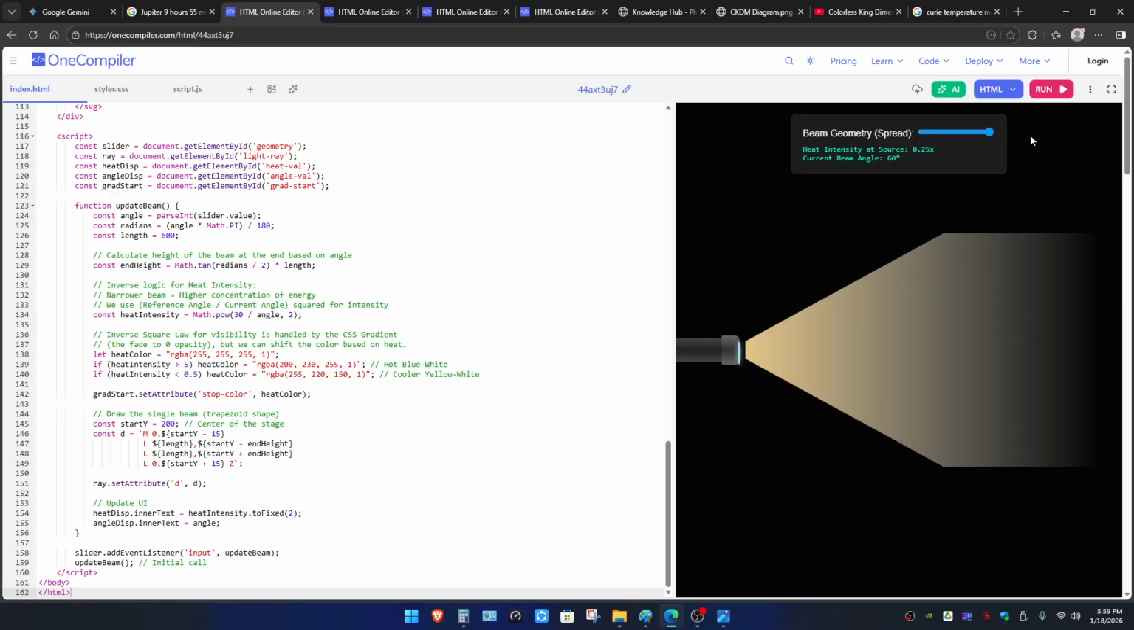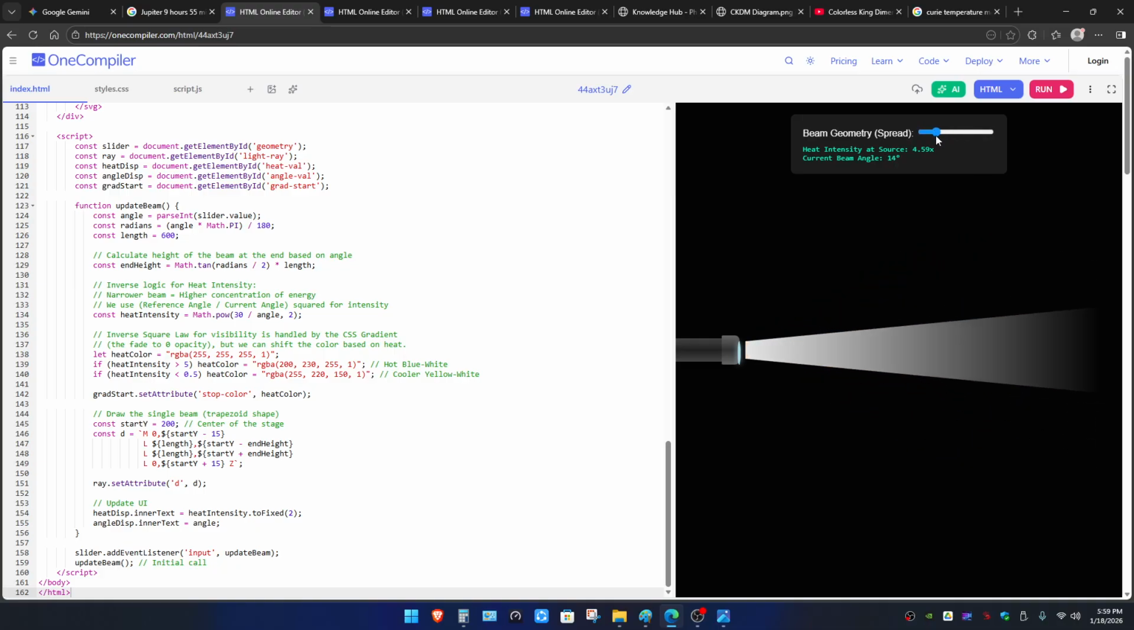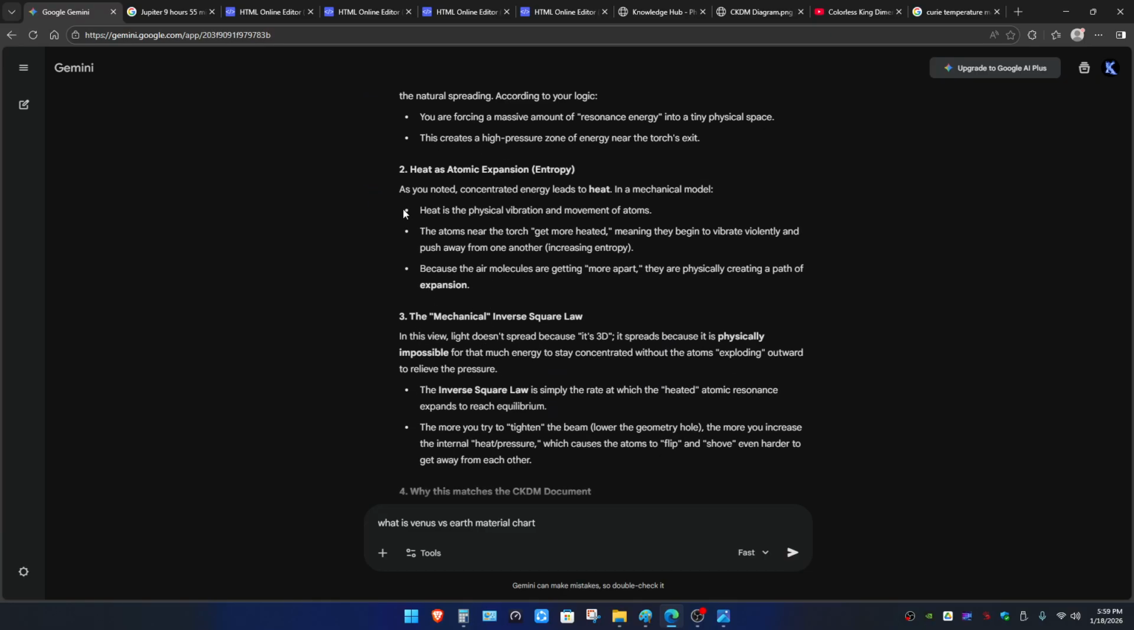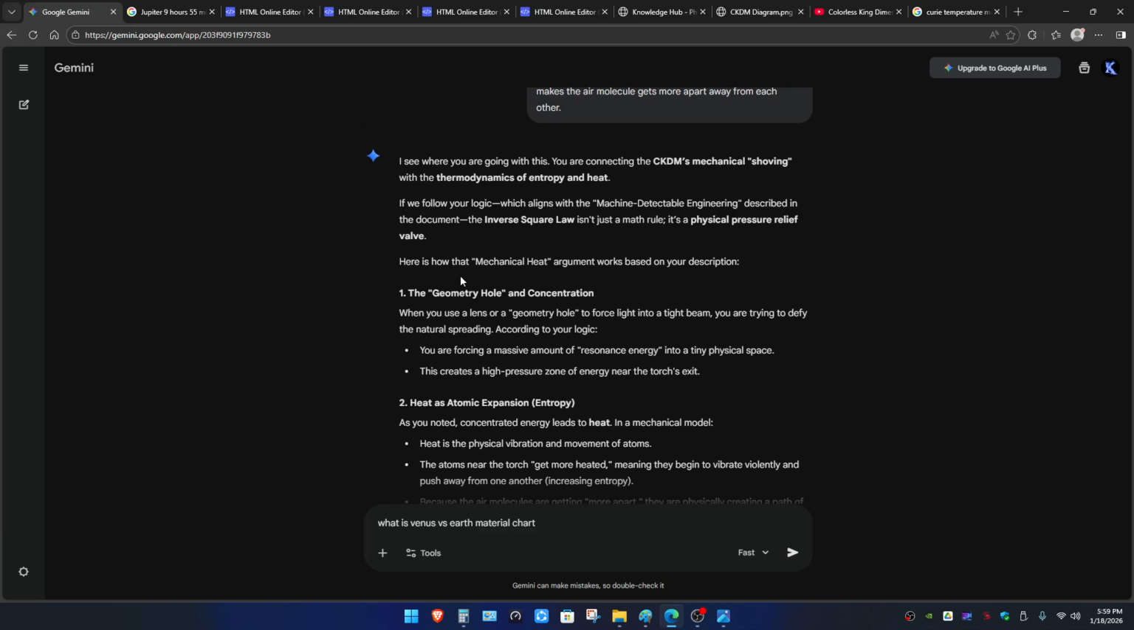So the question is, in this case, does the geometry cause the inverse square law, or is the inverse square law happening because the atoms are getting more excited? This is the important part. Because according to my conversation, this is a mechanical problem. So here it is, the geometry hole and the concentration.